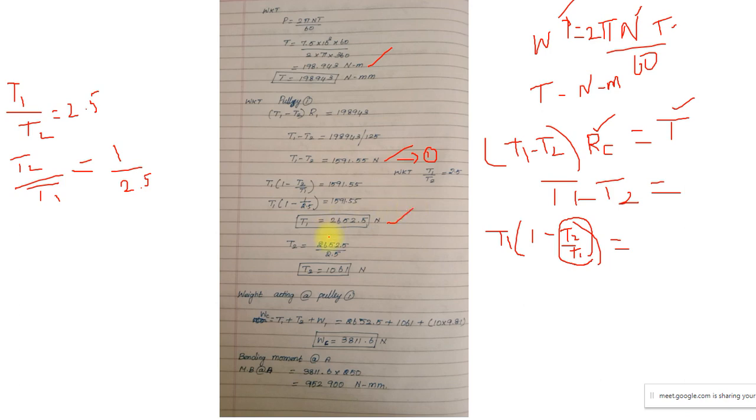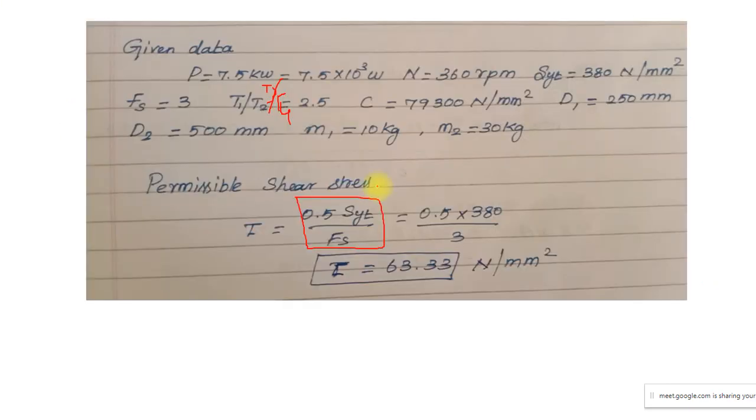Since I find the T1 value, and I have the relation that T1 minus T2 is equal to a certain load, using this particular load I can find out the T2 value. To find out the load of pulley 1, I need to add T1 plus T2 plus the weight of the pulley 1. Obviously the values of T1 and T2 will be in Newton. You go and see what the value of M1 given is.